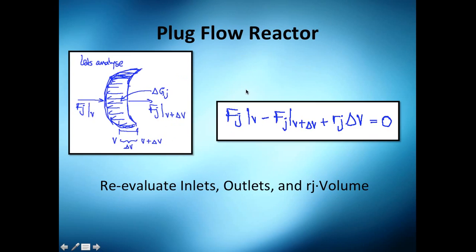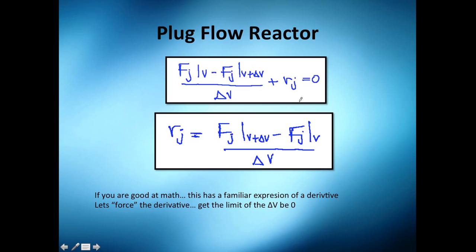Well, sorry, this one. And what I'm going to do is essentially divide everything by the change in volume. So this inlet and this outlet are divided by the change in volume. I used to have a change in volume here, but since I divided by the change in volume, I take it away. And I'm going to take away this value, the rate of reaction. I get it here. And if you're good at math, or at least you remember this form, this has a familiar expression of a derivative. So let's force that derivative.